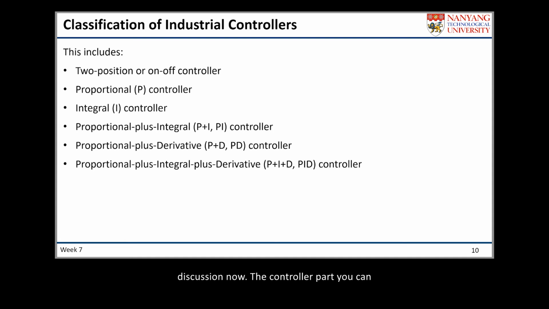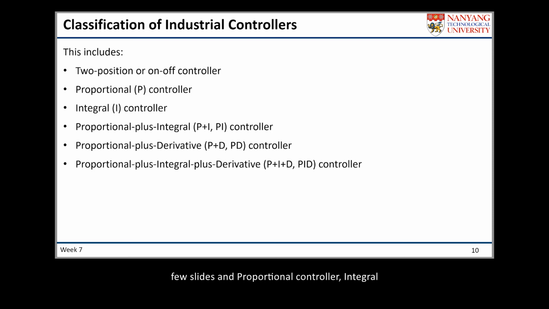The controller part, you can design different types. There are many different types of controller that you can use in your closed loop system, either it's a unity feedback system or non-unity feedback system. There are tons of controllers, but the most popular ones are the ones that I listed down here in this slide. The simplest controller is what we call an on-off controller. I will discuss this briefly in the next few slides.